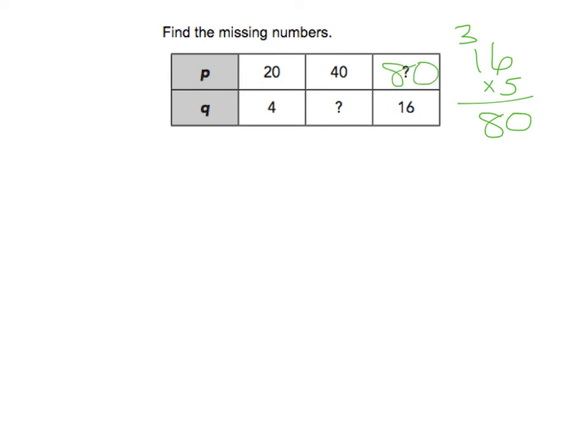Now, for the next one, we have to go in reverse because we want the bottom number. So 20 divided by 5 is 4. So what's 40 divided by 5? And that is 8. So again, you want to use your rules of multiplying and dividing in order to find the missing numbers. Depending on if you're looking for the top or bottom, that will determine if you multiply or divide.